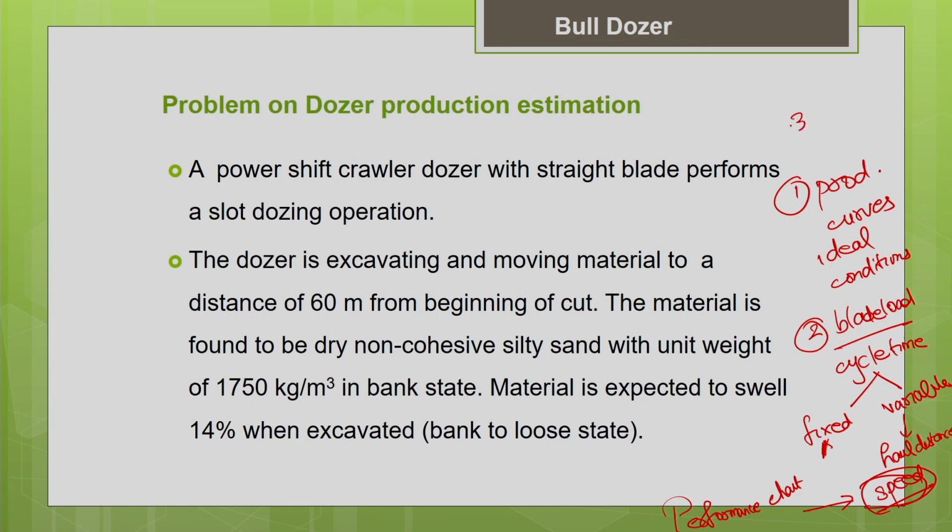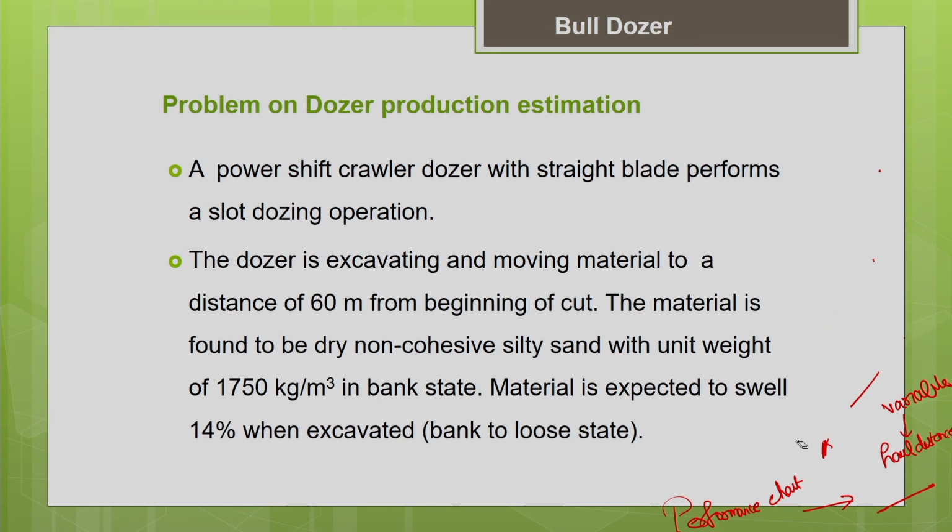The other approach is your thumb rule formula, say productivity as a function of the horsepower of the machine and the dozing distance. These formulas are available in the equipment handbook supplied by the manufacturer. So there are different approaches to estimate the productivity of the machine. Let us work out some problems so that we will understand better how to estimate the productivity of the bulldozer.